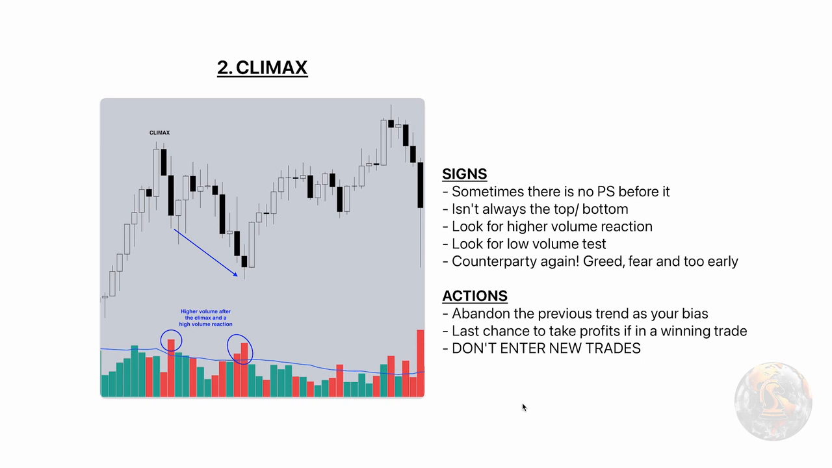And so the actions here at climax, very similar. You have to abandon the previous trend as your bias now. If you didn't do it at the PS, you need to do it now. It's no longer an uptrend. Flip into neutral. And it's the last chance you have to take profits if you're in a winning trade. Because you cannot guarantee an upthrust or a spring. So it's your last chance. Get out if you're already in profit. And don't enter new trades here.